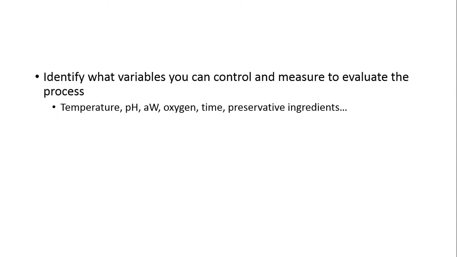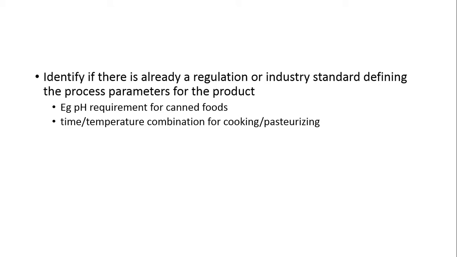Now again, in the case of any process, you do have your process-related controls that you can manage within your process. So temperature, pH, water activity, oxygen, time, use of preservative ingredients, and identify what their potential role is in managing this hazard. These are things that you can directly control within your process. So, for example, are there industry regulations for your commodity or industry standards that define these processing parameters?